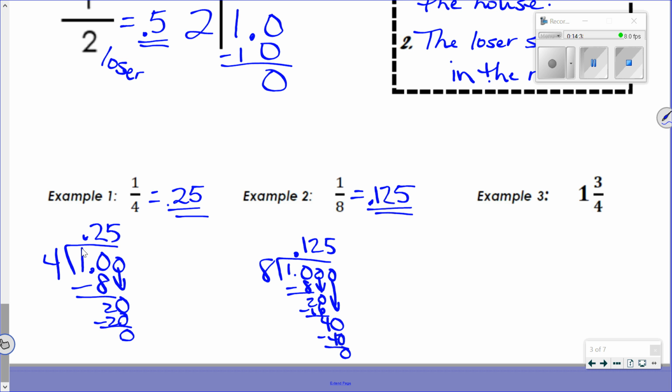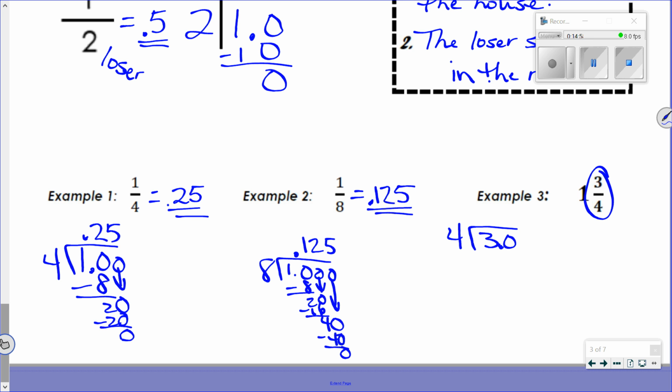So if you have a mixed number you're turning into a decimal, ignore the whole number part, because that's really not going to affect your answer. The decimal part is just the fraction part, okay? So I can just do the 3/4, and then I'll put the whole number, whatever it is, back in front of the decimal piece. So again, our winner goes in the house, our loser's out in the cold.